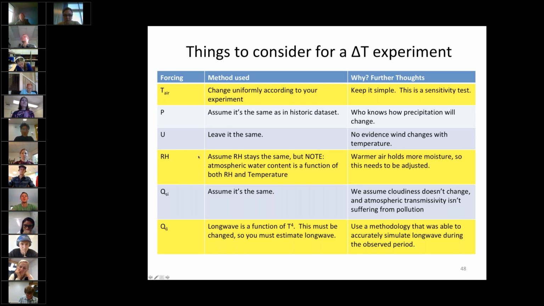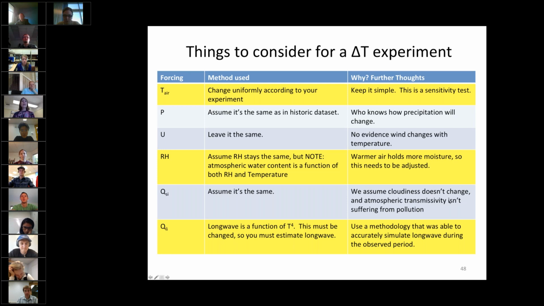Relative humidity, as Megan suggested, we know the atmospheric water content is a function of both relative humidity and temperature. So water content in the atmosphere will go up, but we can assume the relative amount for that temperature is about the same. There are some papers that say that warmer air holds more moisture and relative humidity also goes up, but as a baseline, the relative humidity itself is not completely determined, so that's not critical.